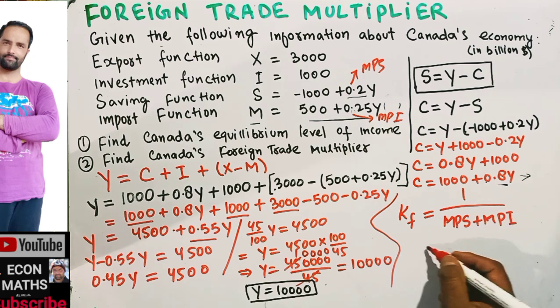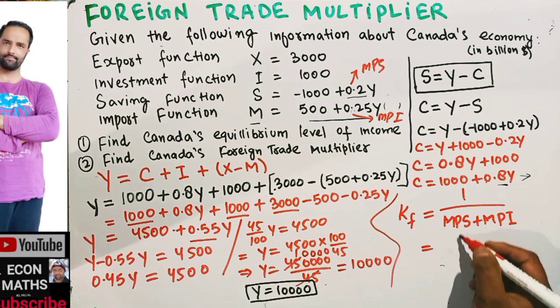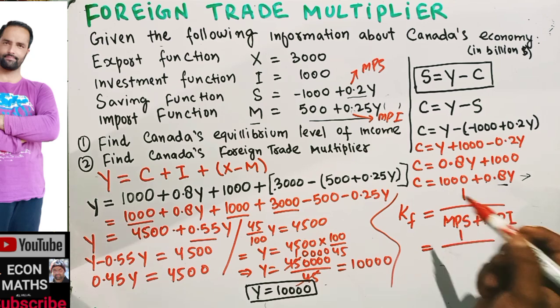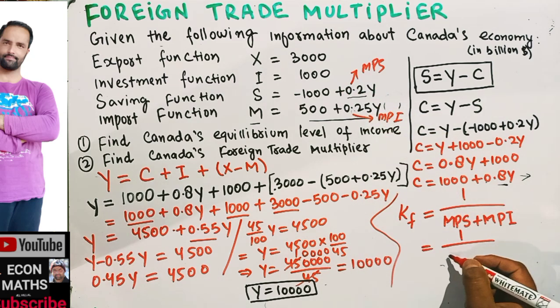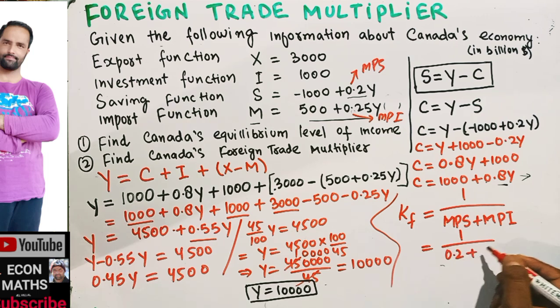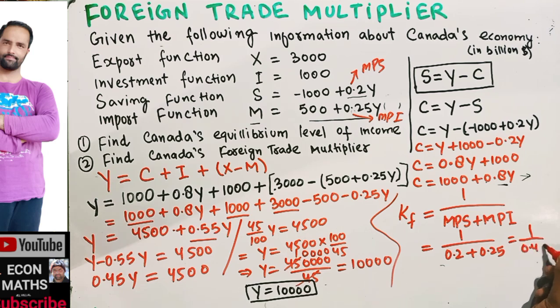So this will be equal to 1 upon, what is our marginal propensity to save? This is given to us as 0.2. What is the marginal propensity to import? That is 0.25. So this will come out to be 1 upon 0.45.